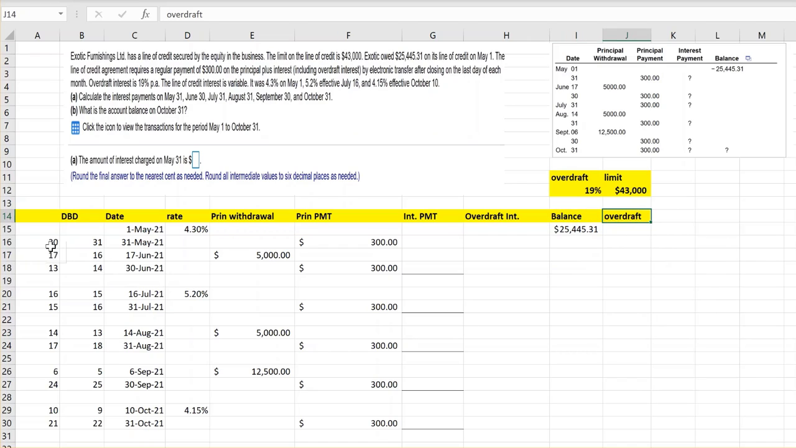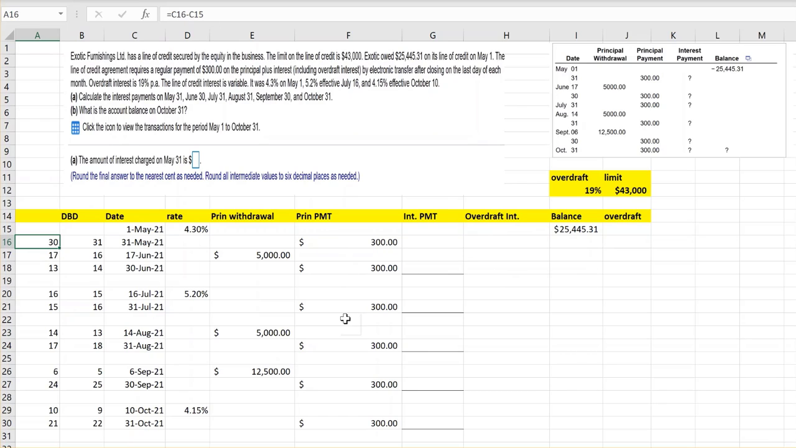Okay, so I started by calculating the days between the dates by subtracting. So I got 30 days here by saying May 31st subtract May 1st, like that, C16 minus C15. I'm going to use Excel because it makes it a little easier to show you.